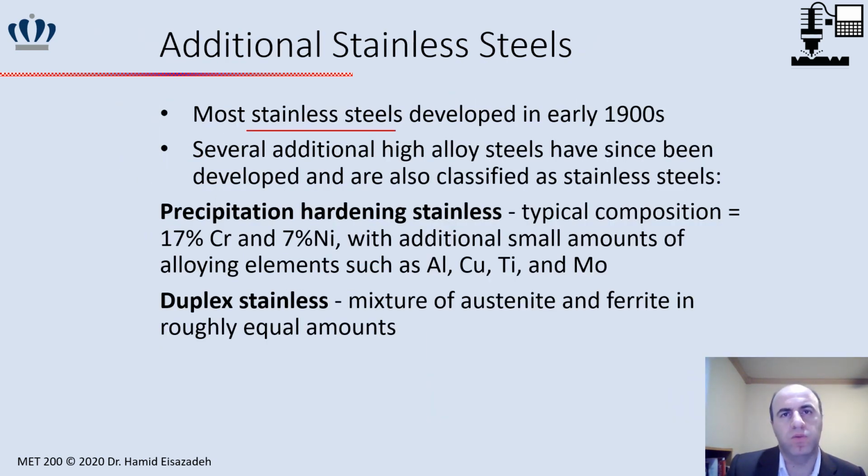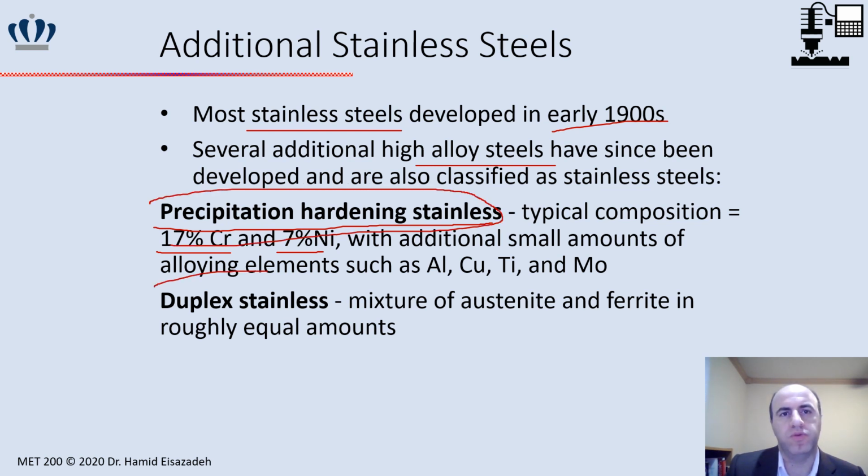Traditional stainless steel was developed in the early 20th century. Since then, other high alloy steels were developed. Some of them are precipitation hardening stainless steel, which has a composition of 17% chromium and 7% nickel. The strength and corrosion resistance can be manipulated at elevated temperature. These are some of the materials that can be used for the aerospace industry.